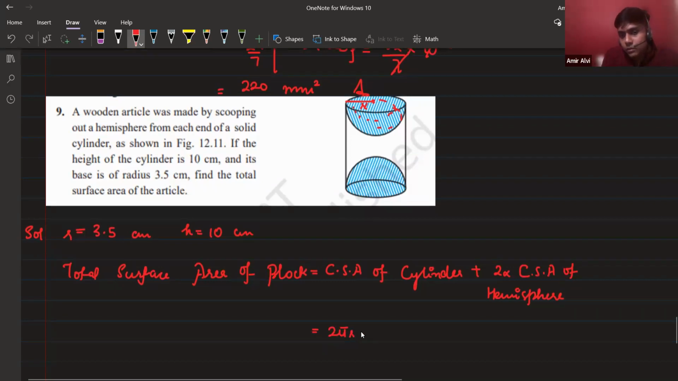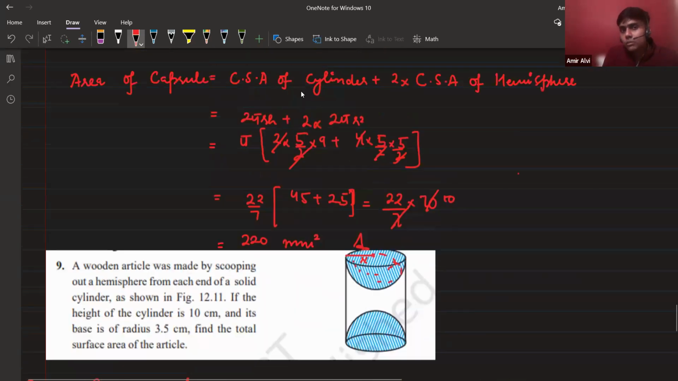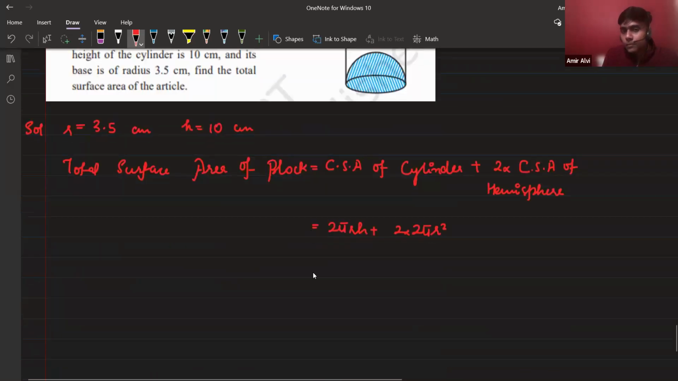2 pi RH plus 2 into 2 pi R square. Same calculation like this. 2 pi RH plus 2 pi R square. Yes or no? Take pi as common. Why? Because pi is a thing which can be multiplied later, it makes the calculation very tough. That's why, if there is a possibility to take the pi as common, I always take pi as common. 2 into radius is 3.5.